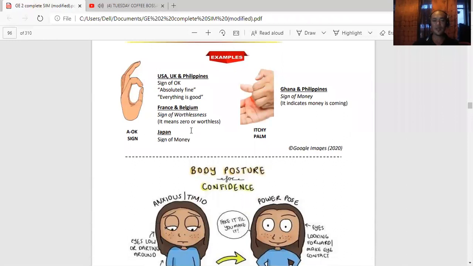Okay, in the USA, UK, and the Philippines, sign of okay, absolutely fine, everything is good. In France and Belgium, these are signs of worthlessness. It means zero or worthless. See? So, totally the opposite. In Ghana and the Philippines, it's a sign of money. It indicates money is coming when your palm is itching.